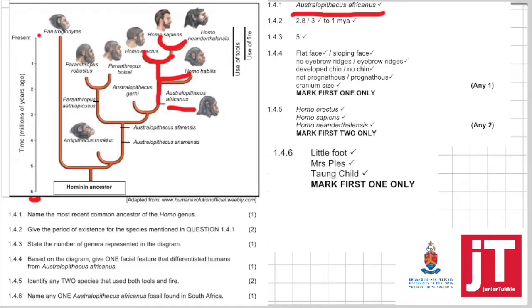When you write this down, the A must be a capital A, and the africanus a small a, and you underline them separately. As you can see, it's in italics, so it's a genus and a species name.